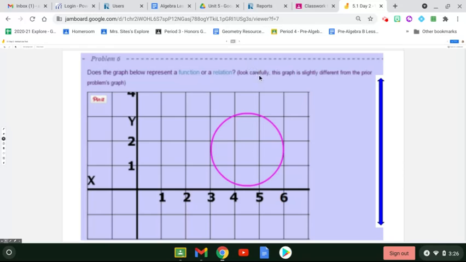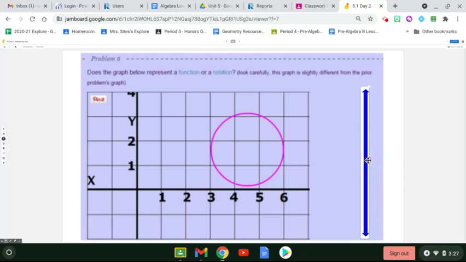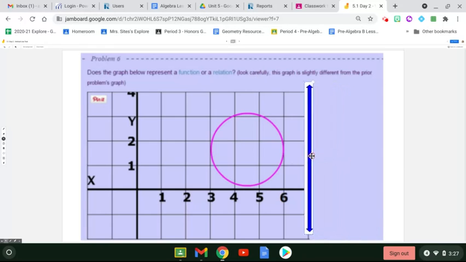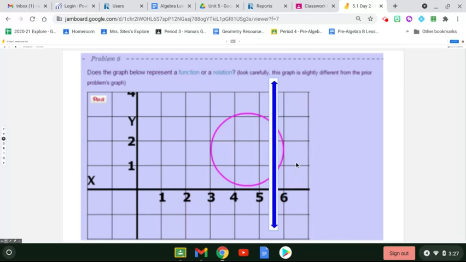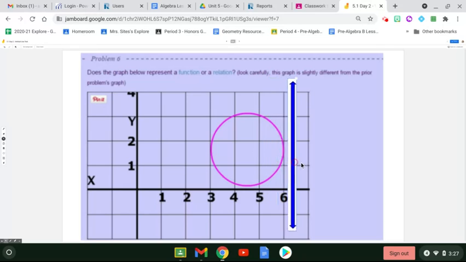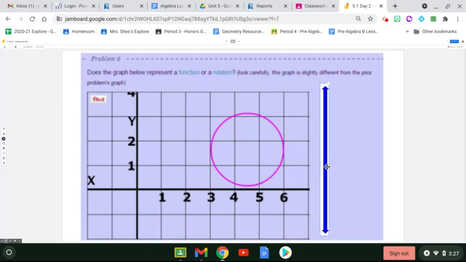Okay, and the last one, let's look at the circle. Take your vertical line or your pencil. And you can see we're failing, right? Your vertical line is hitting in more than one location. Anywhere on that circle, draw your vertical line and show that you're hitting in more than one location. So this one, not a function. We're failing the vertical line test. This is a relation.